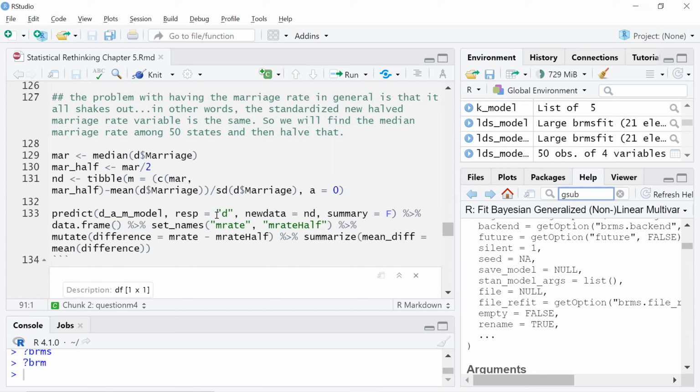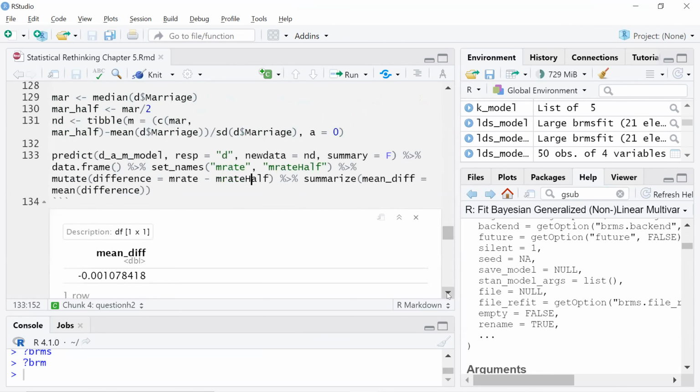So now what I'm going to do is I set names, which is a good idea to keep track of what you're talking about. So marriage rate, and then the other one is marriage half. This is all shown in the tidyverse guide. And I would recommend you walk through the steps yourself just to see what each thing does. So then you want to see the difference, right? Having it, and then the mean difference.